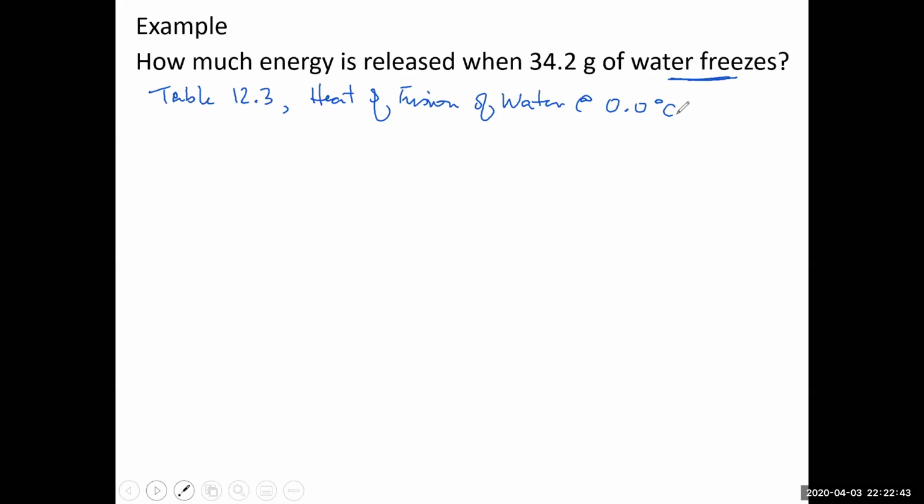Notice in this table, it refers to the melting point, but the melting point is the same temperature as the freezing point. The melting just means that we're going from a solid to a liquid phase, whereas freezing means that we're going from a liquid to a solid phase. But the temperature at which these conversions happen are going to be at the same temperature. So we see that a heat of fusion of water at 0 degrees Celsius is 6.02 kilojoules per mole.